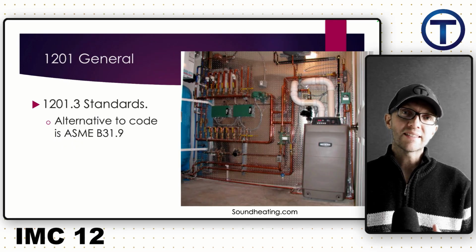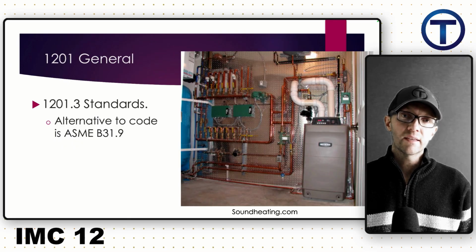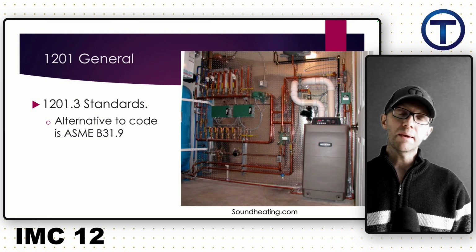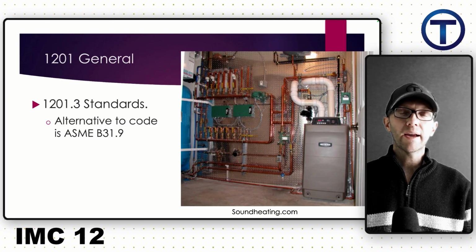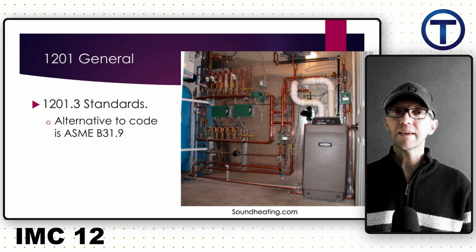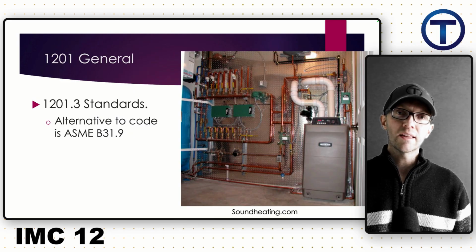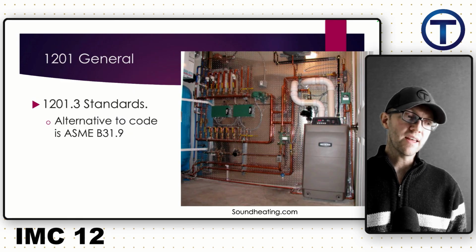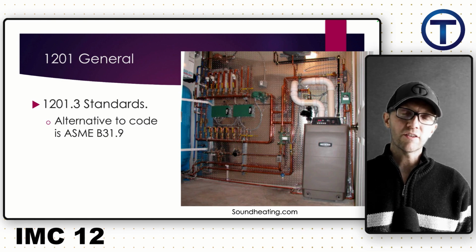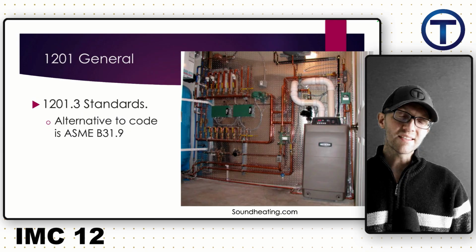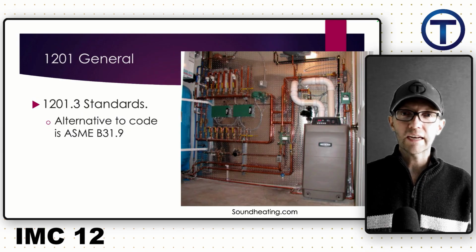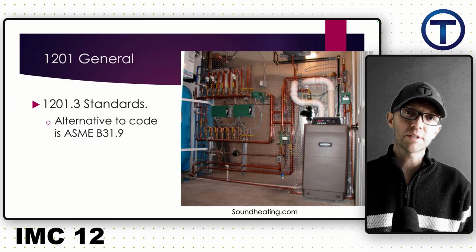1201.3 talks about the standards that we would need to meet. Similar to code, there was a standard established years ago, the ASME B31, and it applied to a lot of these hydronic or piping type systems. But it was fairly complex, so they developed a simpler version of that, the ASME B31.9, for the smaller residential applications. And the code says that is an alternative to this code if you're looking for a standard for how to build these systems.